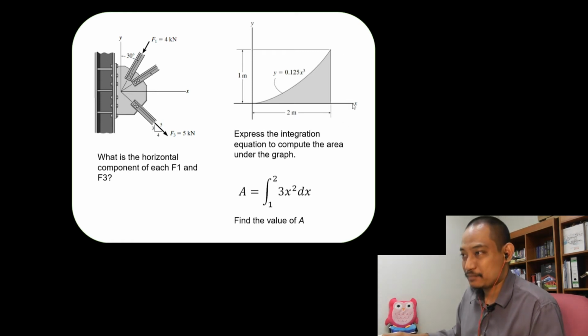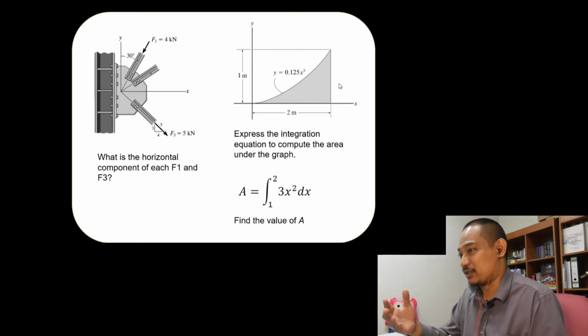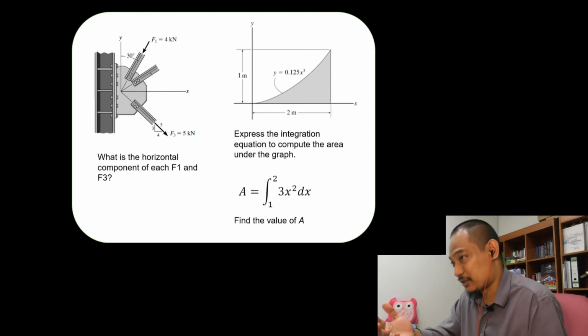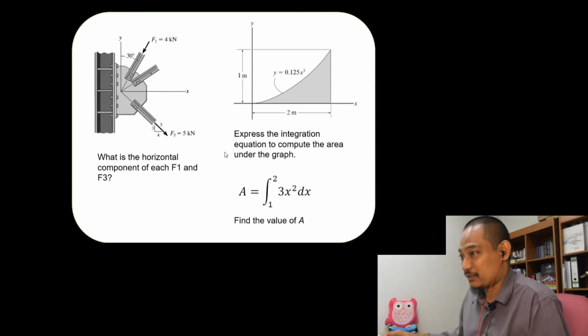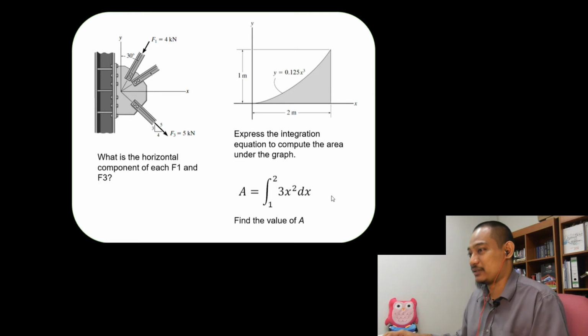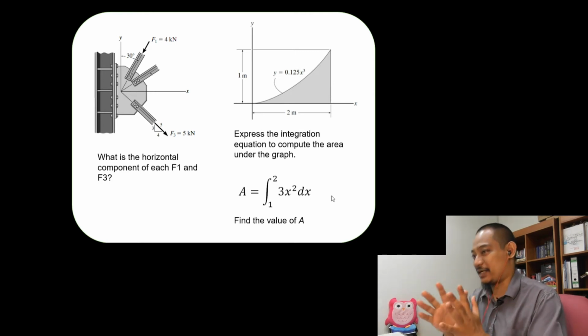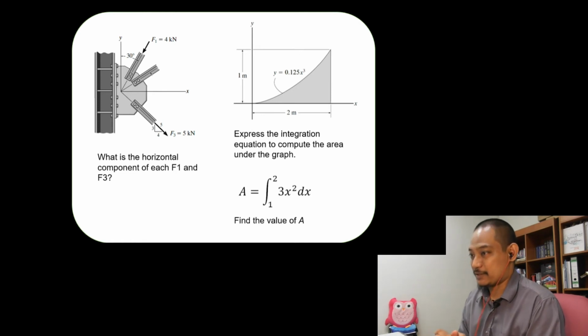For example here, what is this? Express the integration equation to compute the area under the graph. So if I want to calculate the area under the graph here, give me just the equation, not to solve until the end. Just give me the equation. If after 1 minute you still cannot give me the equation, you really have to polish up on this understanding. Or to integrate this: find the value of A, integrate this. Can you do this under 1 minute? Right, so this is just to check whether you are okay or you actually need to revise.